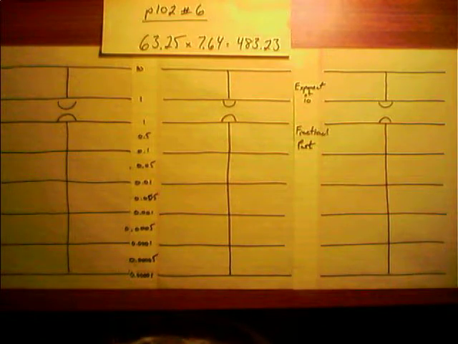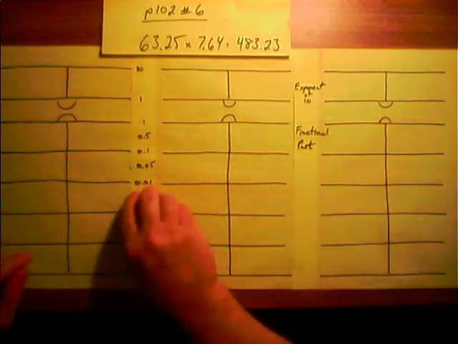Here again is the Salamis tablet. Notice that there are two tables on the tablet. We're going to use the upper table for exponents and the lower table for fractional parts. Let's do number 6 on page 102 of Kojima's book. We start by entering 63.25.